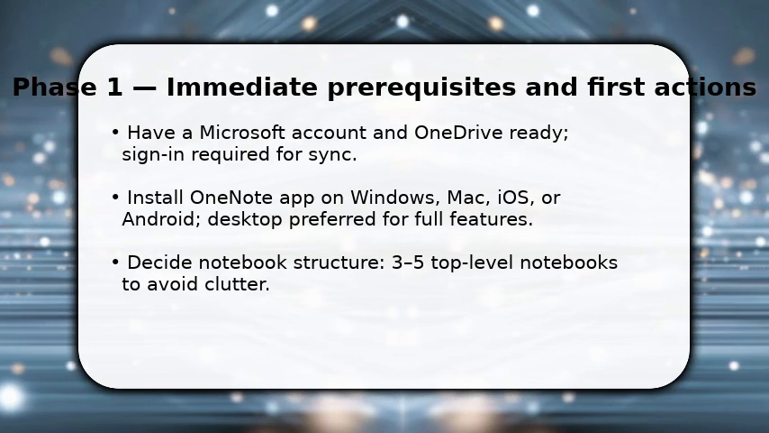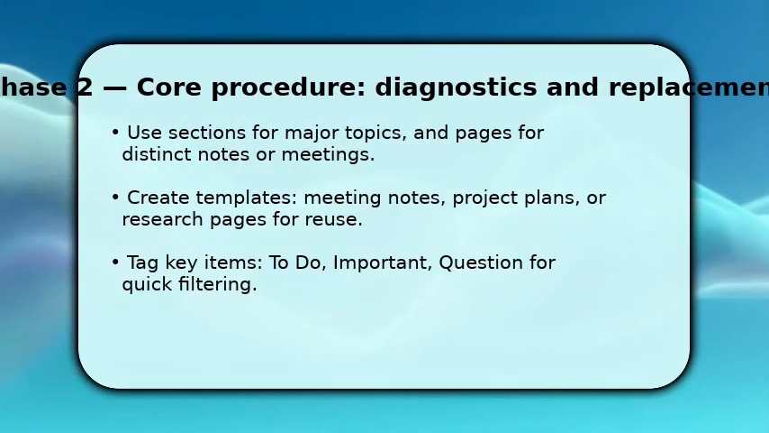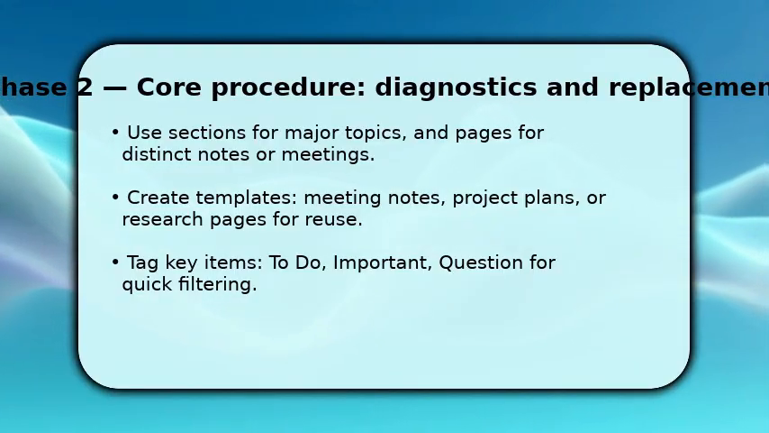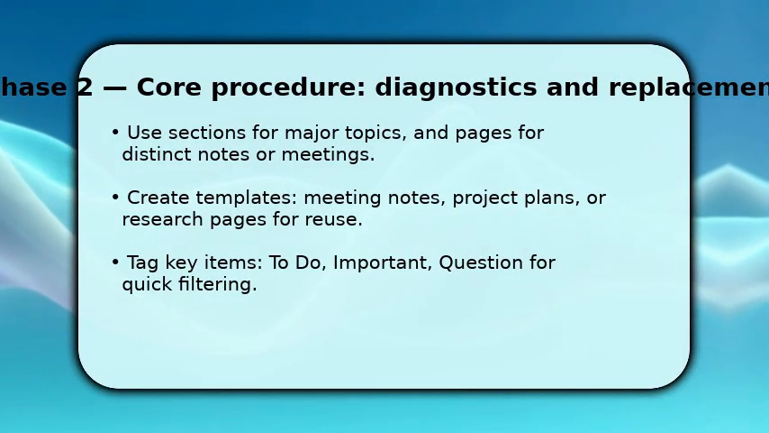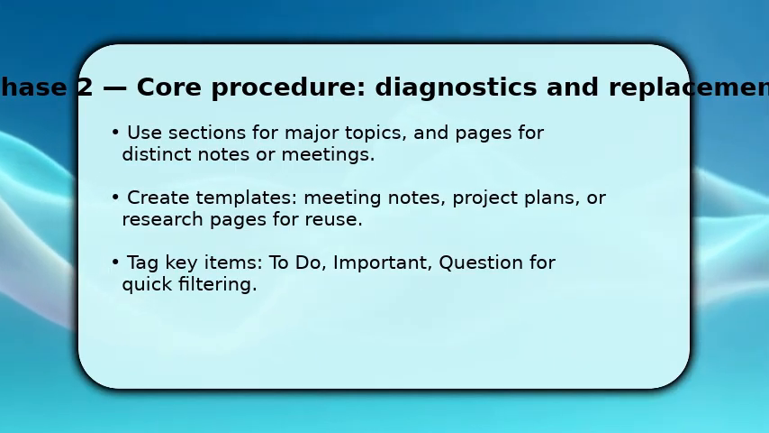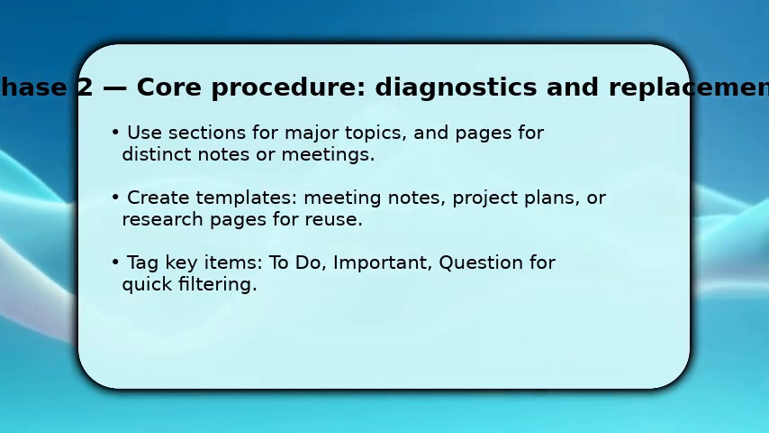Next, focus on detailed organization. Convert your initial sections into workflows. You should create pages for recurring activities such as meeting notes, project outlines, and reference material. Once created, make a template so you don't repeat formatting.